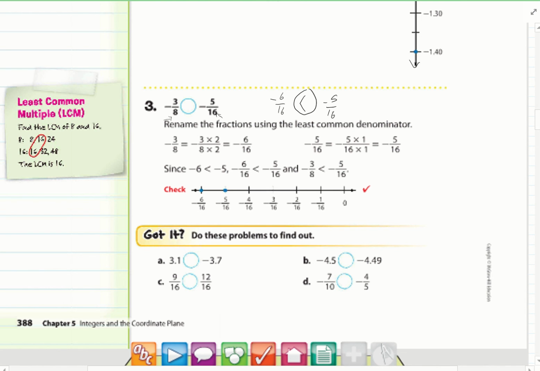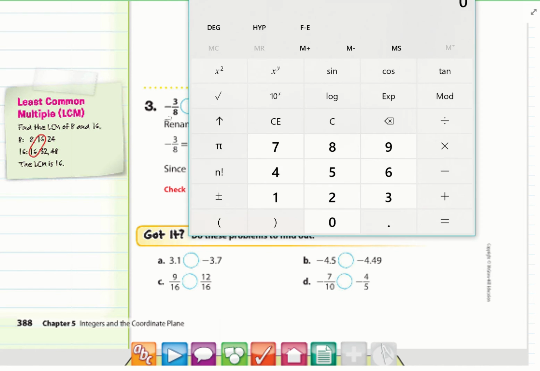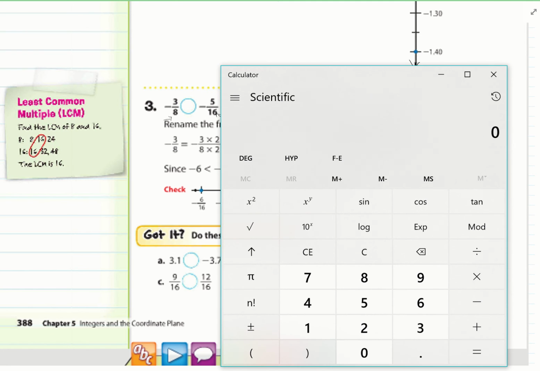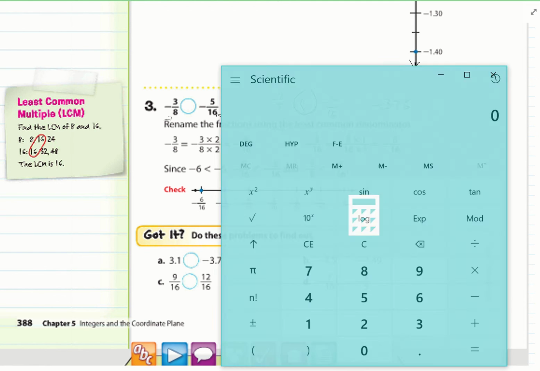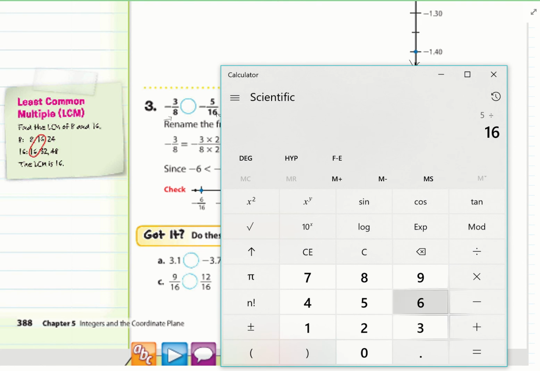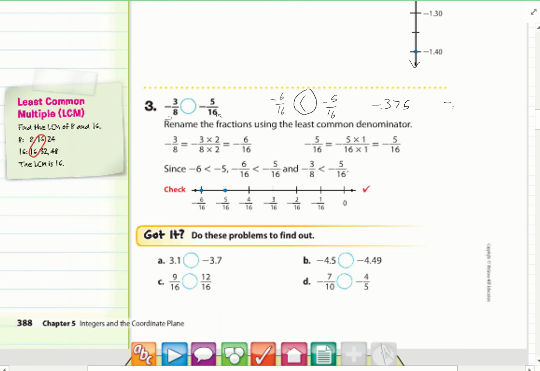Now I'm also going to use my calculator. So if I use my calculator, I have 3 divided by 8 equals 0.375, so it's negative 375 thousandths. And then if I do 5 divided by 16, that gives me 0.3125, negative 3125 ten thousandths. And same thing, negative 375 thousandths is going to be less than negative 3,125 ten thousandths.